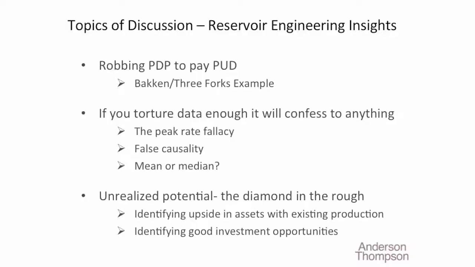How do we, as engineers, analyze data? How do we make sense of it? And I'm going to talk about three different ideas there. One is the peak rate fallacy, one is false causality, and then mean versus median, a little bit on statistics. I'm not an expert in statistics, but as an engineer, I need to understand how to use them and make sure I'm not making mistakes with looking at large groups of data.